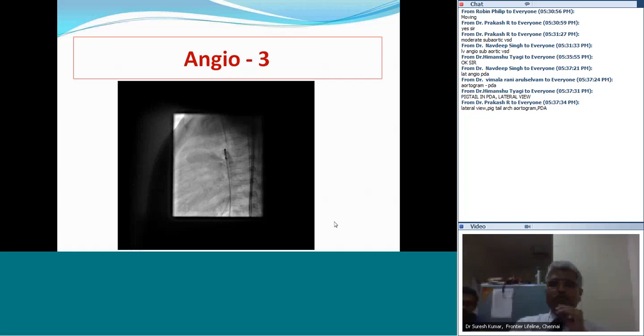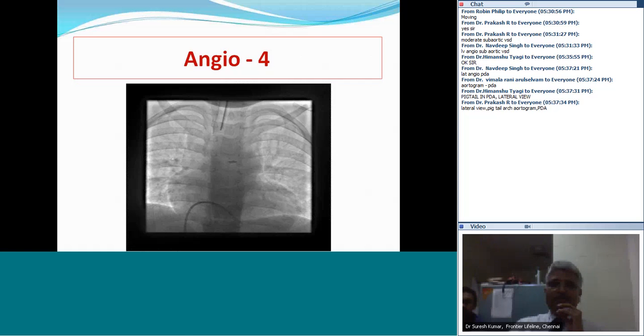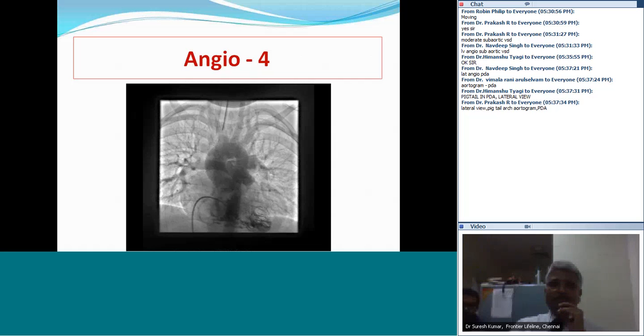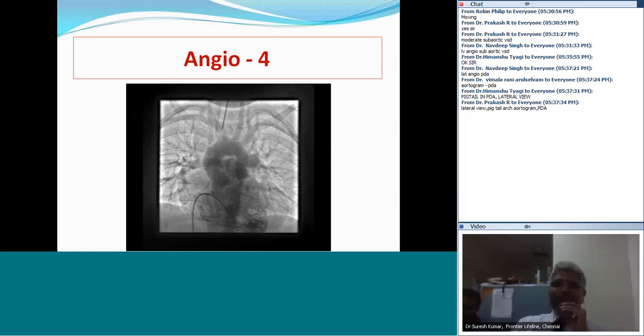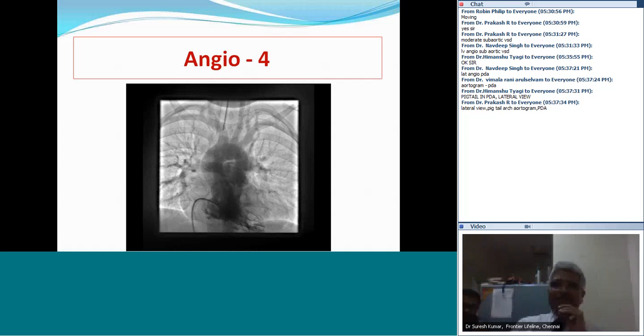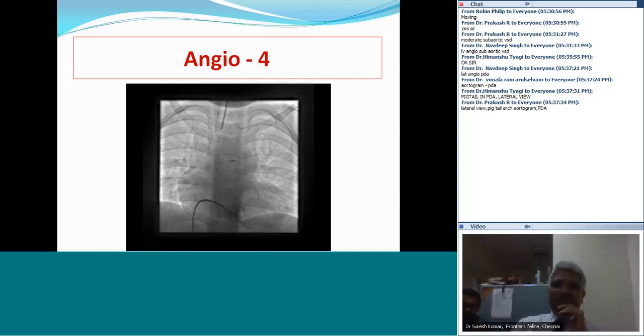Angio 4. The faster you respond, the more likely I'll show you all the 20 angiograms. Otherwise, I'll have to cut short at where we are at the end of 1 hour. I'm waiting for the first response.